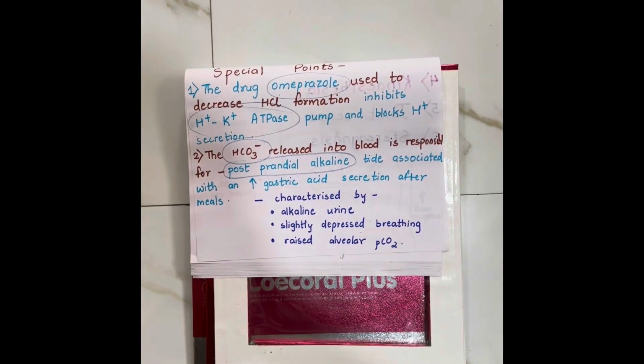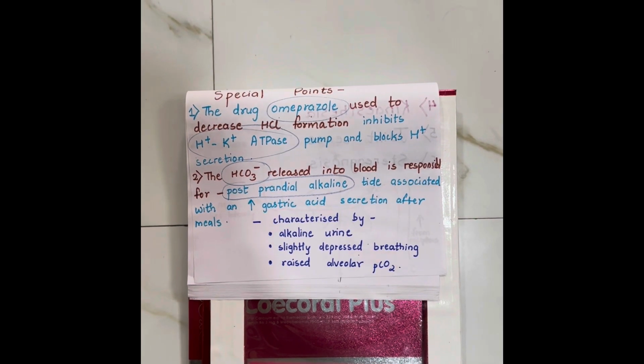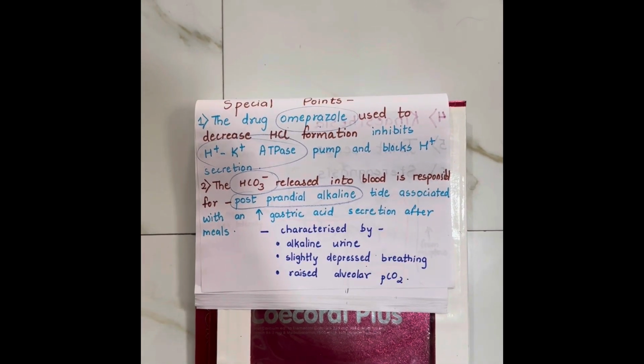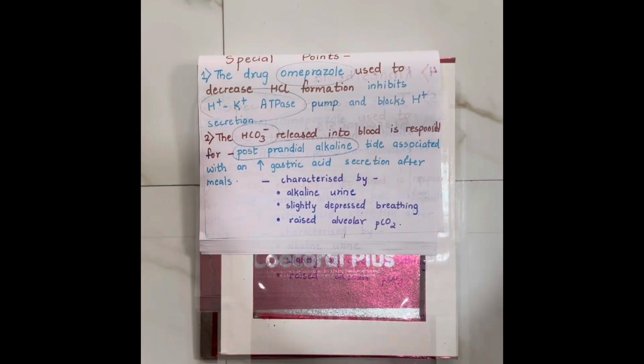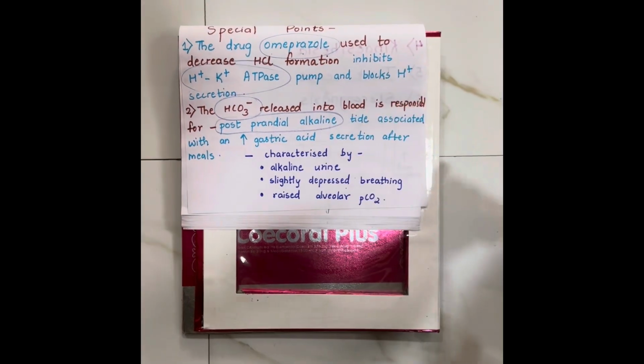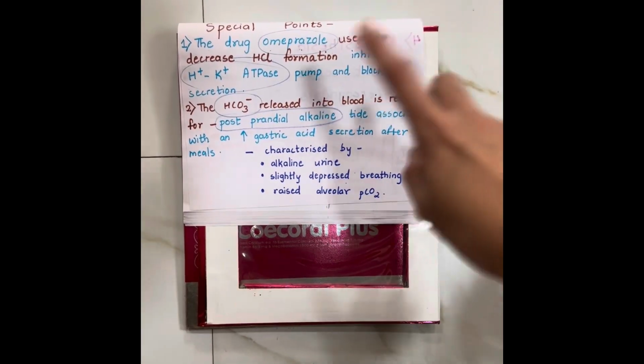Your answer will become a very high quality answer if you write these 2 points, and this is a very important viva question too: omeprazole blocks H plus K plus ATPase pump and blocks H plus secretion. And even if you can't remember all the 3 points, by common sense you know that if there is alkaline tide, there will be alkaline urine. So bicarbonate, alkaline tide, alkaline urine.